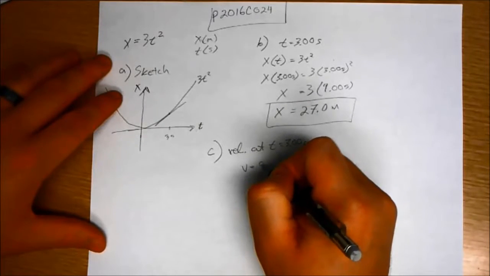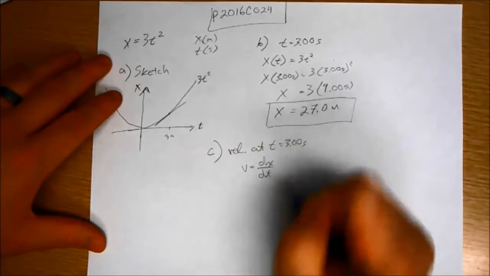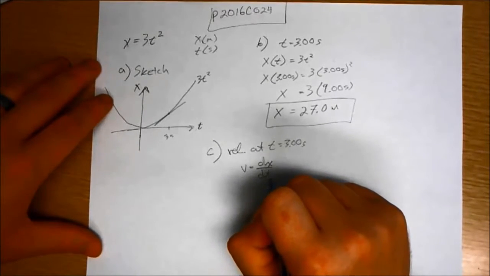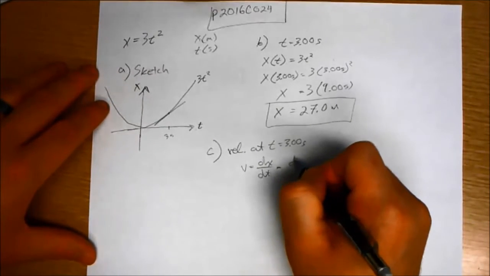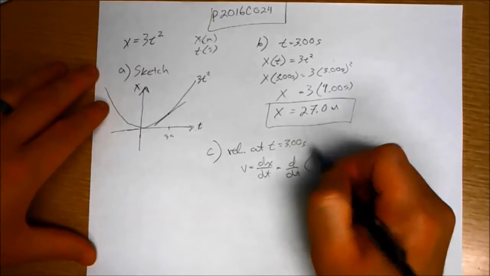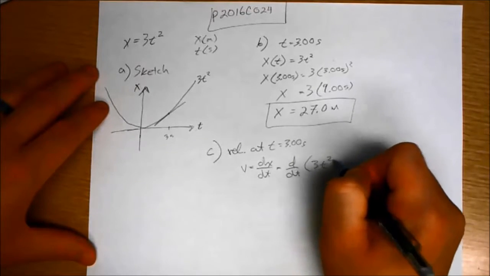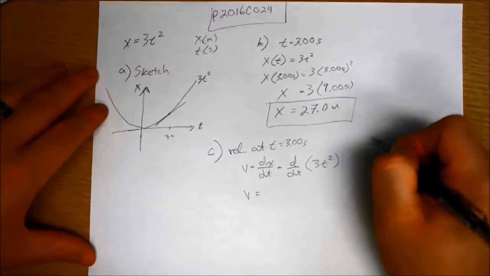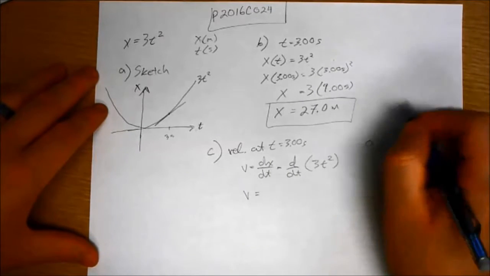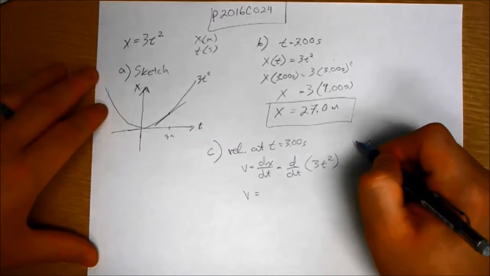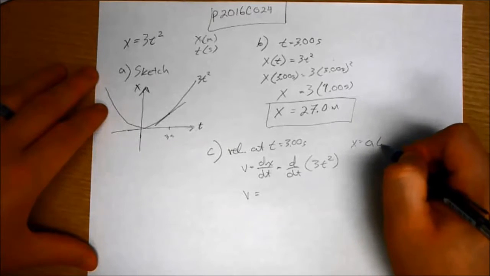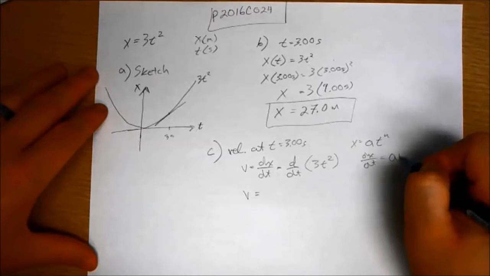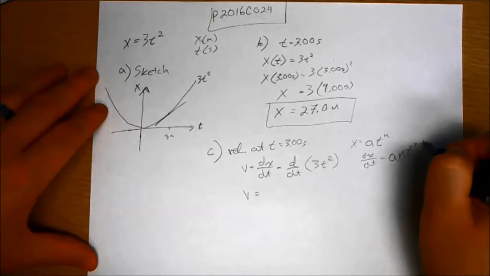So the velocity is dx/dt, the rate of change of x with respect to time, or the derivative of 3t squared. If we differentiate that using the power rule, remember, if x equals a t to the n, then dx/dt is going to equal a n t to the n minus 1.